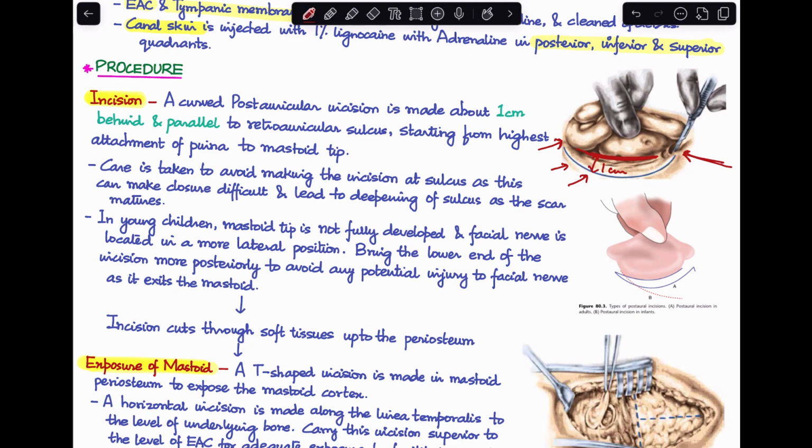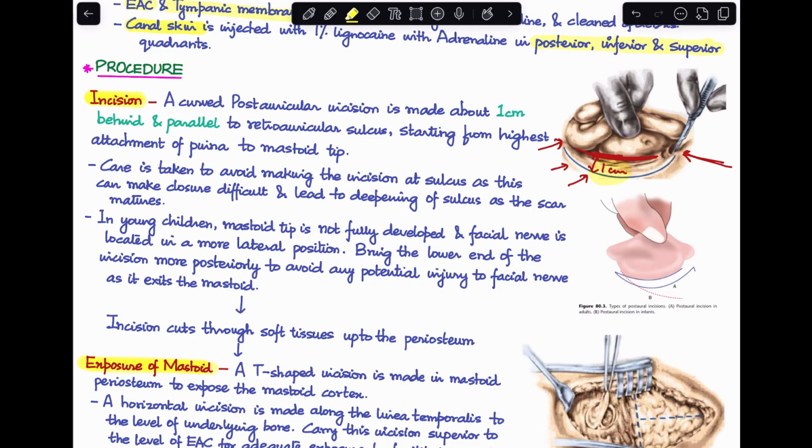It is important to remember here that we do not give this incision at the level of the sulcus, because if we do that, first of all, it will be very difficult for us to close the suture lines. And then, even after that, as the scar keeps healing, that may actually lead to deepening of the retroauricular sulcus. So, we definitely need to remember that we have to put the incision 1 centimeter behind and parallel.